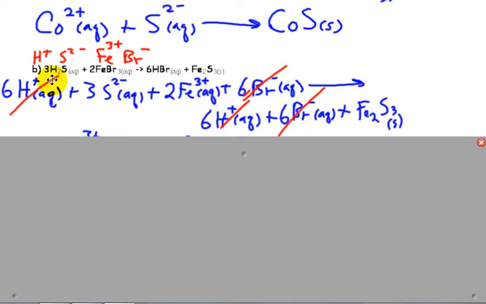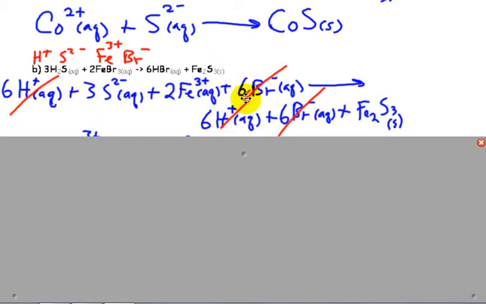In total here, since we have 3 H2S's, every one H2S has 2 hydrogens, but if we have 3 sets, that's a total of 6 H's, 3 S's, 2 irons, and let's see, each iron(III) bromide has 3 bromides, so if I have 2 sets of those, that's a total of 6 Br's. Then on the right hand side here, 6 H+, 6 Br- and Fe2S3.